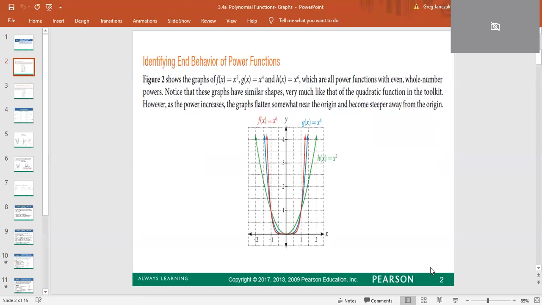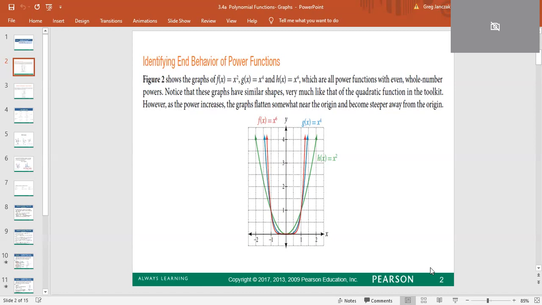This is basically identifying end behavior for even polynomials, polynomials that behave like x squared, x to the fourth, x to the sixth. This shows how the graphs differ. They're similar, but there are differences too. X squared is the one in green, and that's the widest one. It widens out at the top but narrows at the bottom.